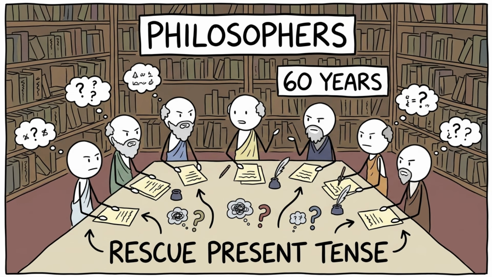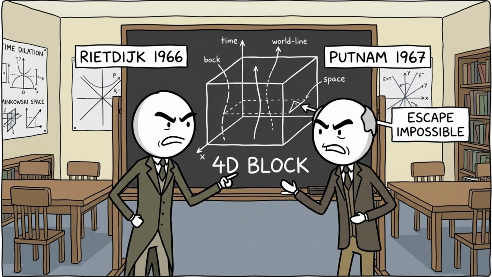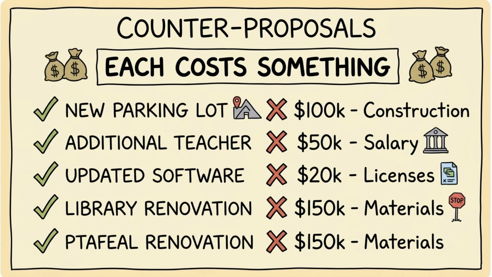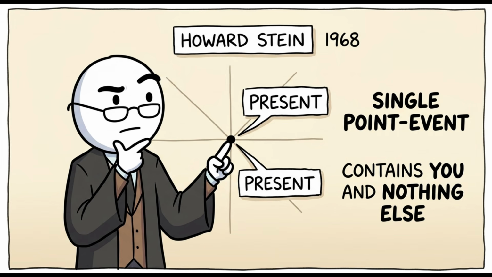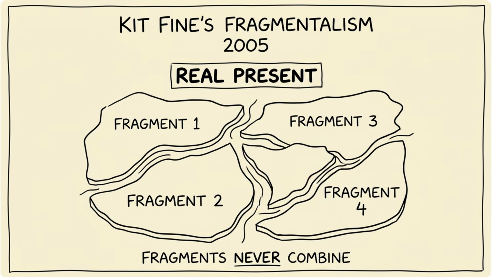Philosophers have spent 60 years trying to rescue the present tense from this. Hilary Putnam in 1967 and Rietdijk in 1966 both argued the escape is impossible, and that relativity forces a four-dimensional block. The counter-proposals each cost something. You can posit a hidden preferred frame in the style of Lorentz, which is internally consistent and, by construction, undetectable in principle. Howard Stein proposed in 1968 restricting the present to a single-point event, at which price your present contains you and nothing else. Kit Fine's Fragmentalism, published in 2005, keeps a real present by shattering reality into fragments that never combine into one world.